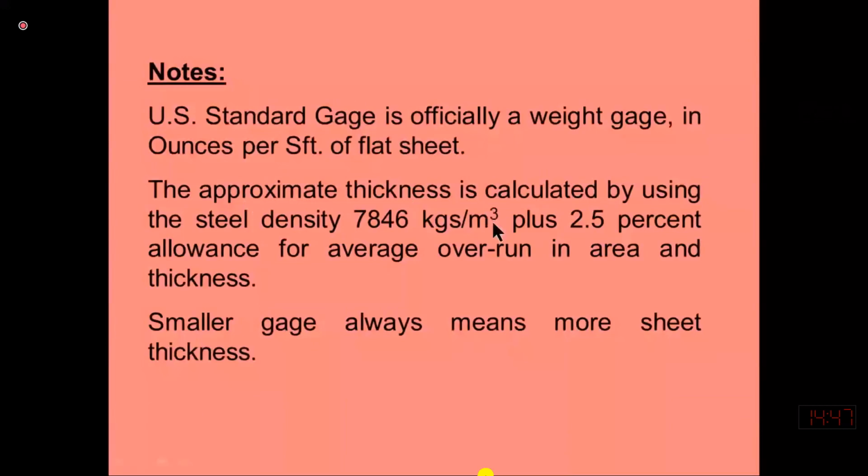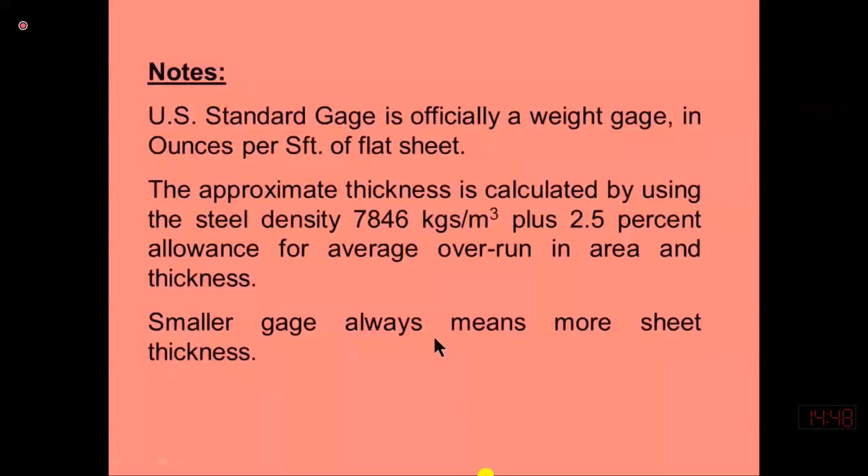So it means that for a 1 meter square area, we can multiply this area with the density to compute the weight of the sheet, and whatever weight we get, we increase it by 2.5%. Why are we increasing the weight by 2.5%? Just to include the effect of the corrugation, because the weight is computed by assuming the sheet is flat. A smaller gauge always means more sheet thickness. The more the gauge number, the lesser the thickness of the sheet.